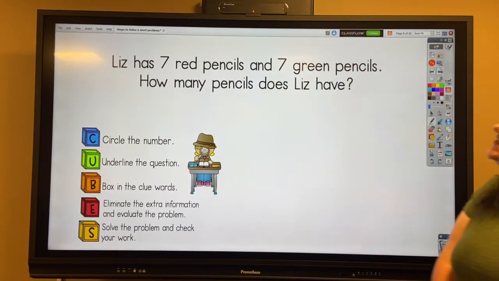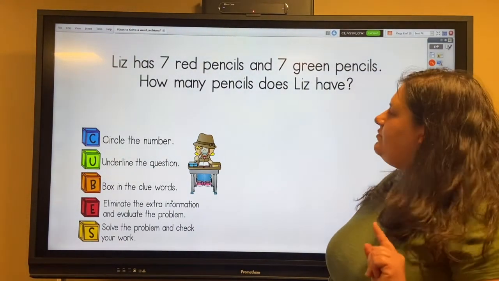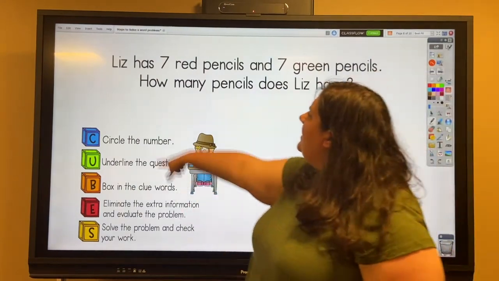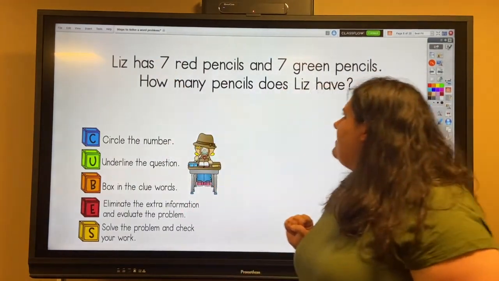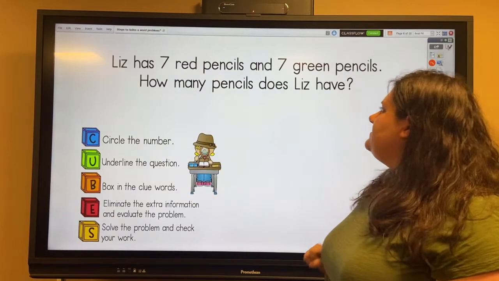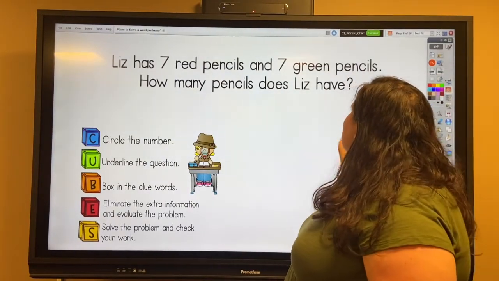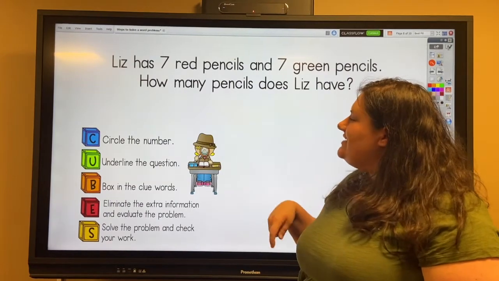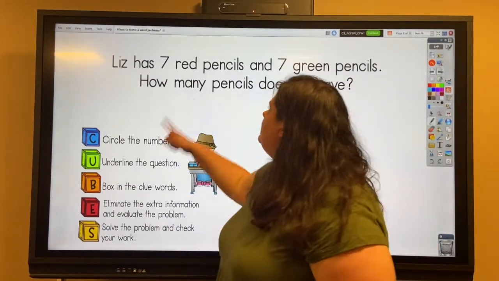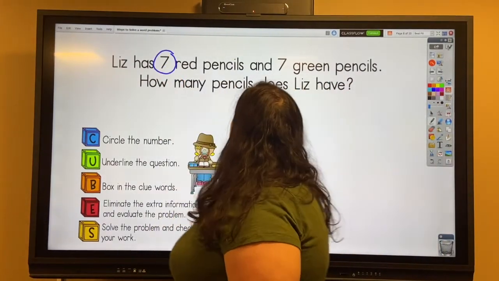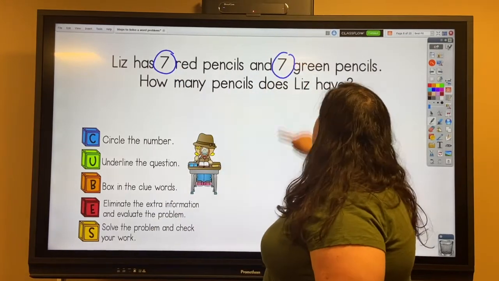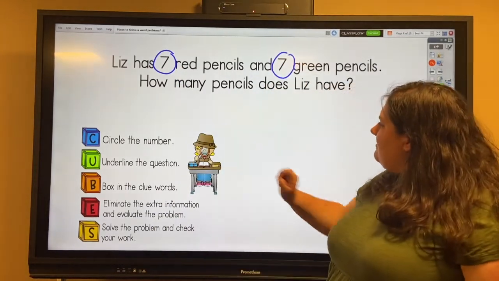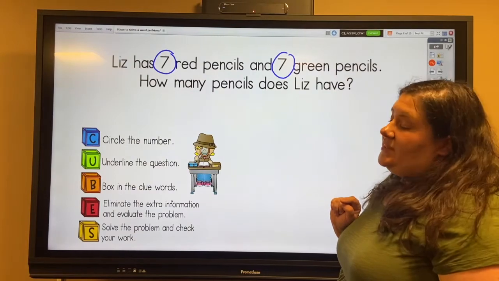Okay, so let's look at this one. We're gonna read it one time through before we start the cubes. Liz has 7 red pencils and 7 green pencils. How many pencils does Liz have? Okay, so now I'm going to do C, which is circle my numbers. So Liz has 7 red pencils and 7 green pencils. All right, did my numbers. Now let's do U, underline the question.